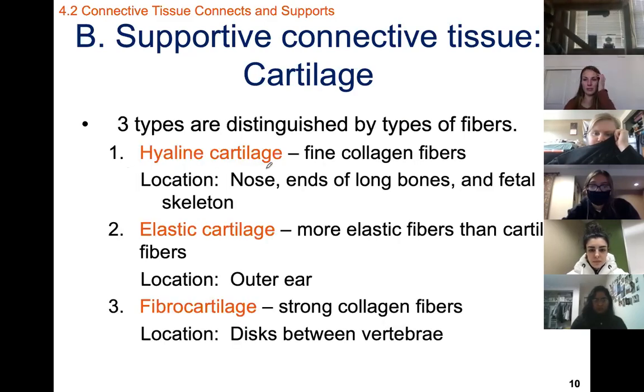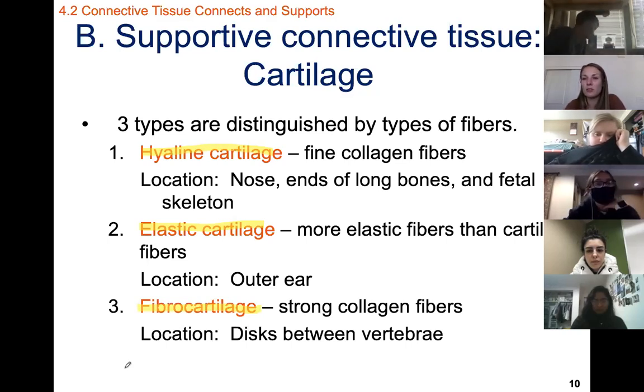There are 3 different types of cartilage. So another branch off that flow chart would be hyaline cartilage, elastic cartilage, and fibrocartilage. The location of those can be found under those bullet points right there. The first one there is hyaline cartilage. Like I said, this is in your nose, the ends of long bones, and the fetal skeleton.